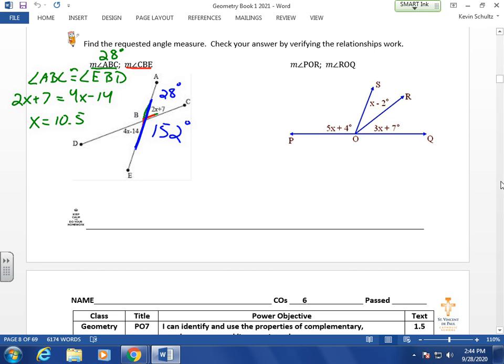However, is there still some 180? Yes. The three angles do make a line. So even though we can't call them a linear pair, because a linear pair is reserved for only two angles, because they make a line, their sum is still 180. So there's a relationship you can use right off the bat that'll help you solve for x.